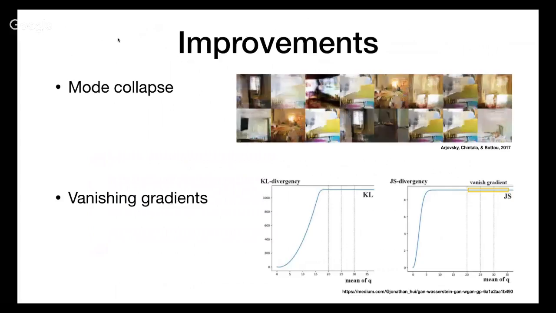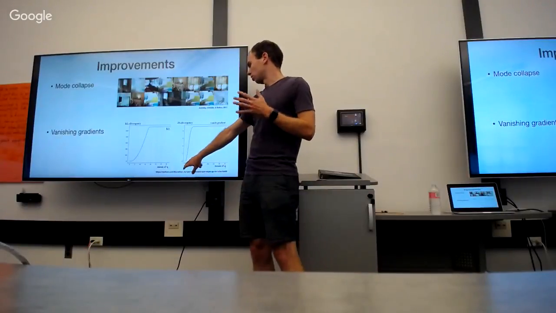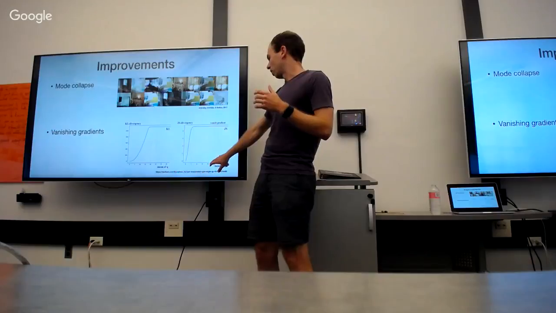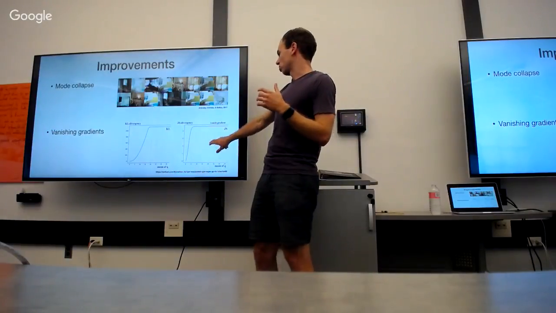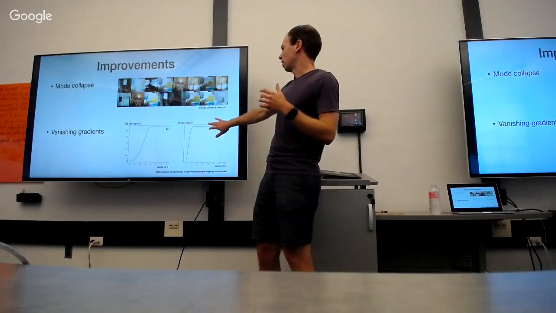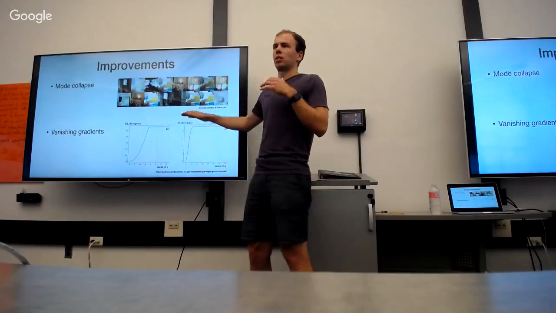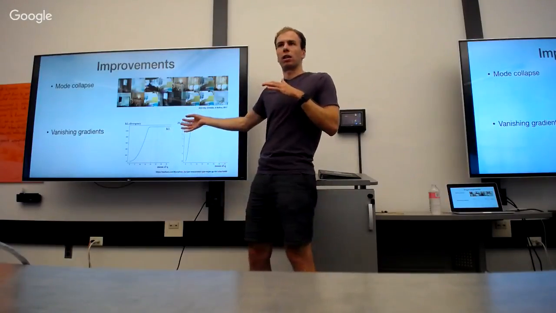Basically it means that if we're in a spot over here, so just to explain this graph a little bit, let's say our real distribution is at zero. The mean of our real distribution is at zero, maybe some Gaussian right here. And we have the mean of our fake distribution over here at like 25. Our gradients are pretty flat, so we don't really know where to go, how far to go. It makes training really hard at that point.